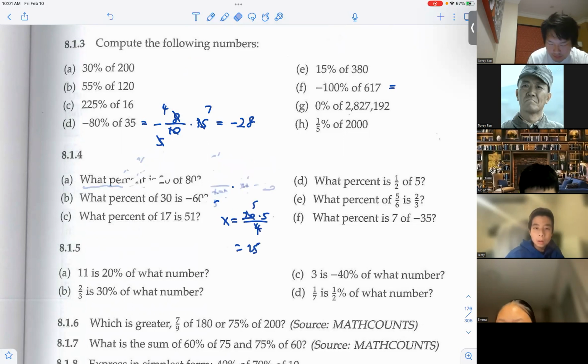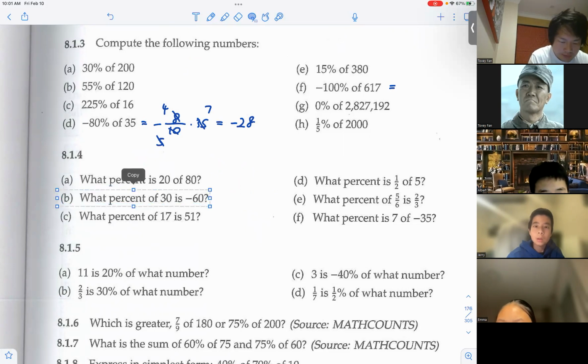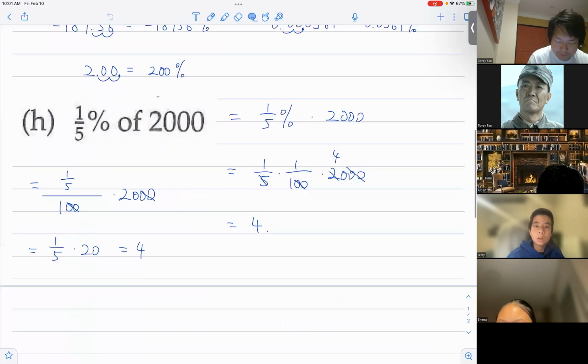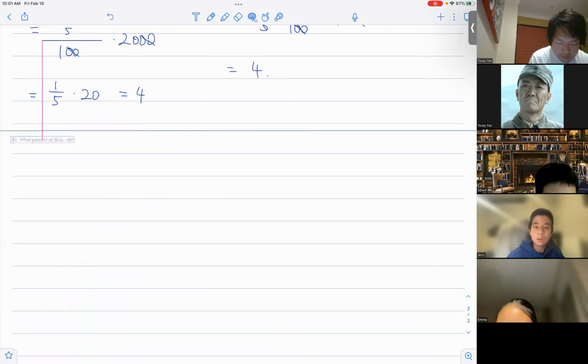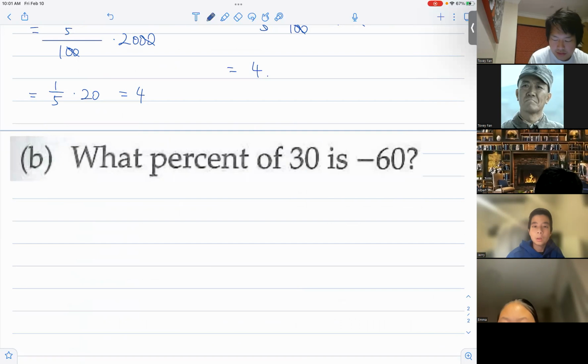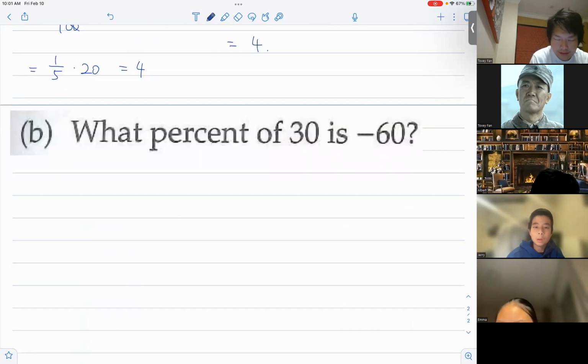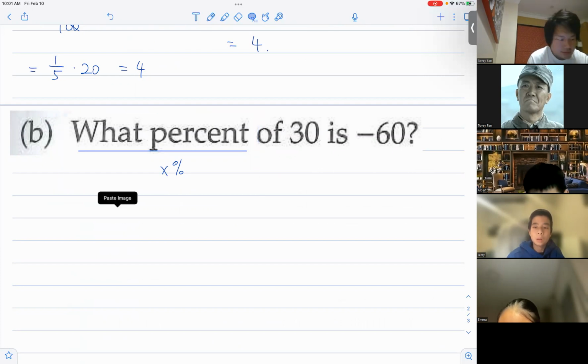Let's do some questions you guys have problems with. So question B, Jerry, you got this one wrong. I'm not sure if you fully understood what I showed there. So let's do it together, okay? I'm gonna lead you. This is just supposed to be x percent. What is the equation here? It's asking what percent of 30 is negative 60.